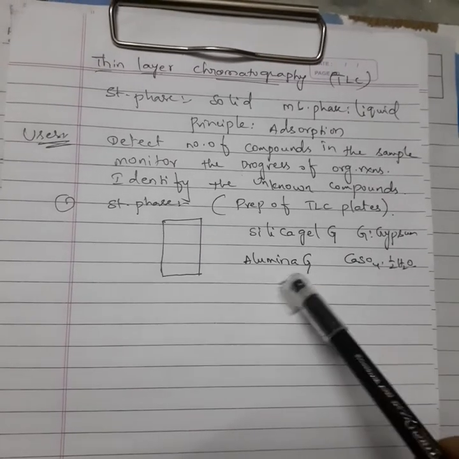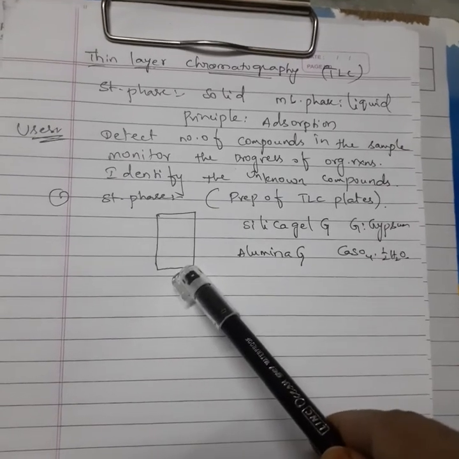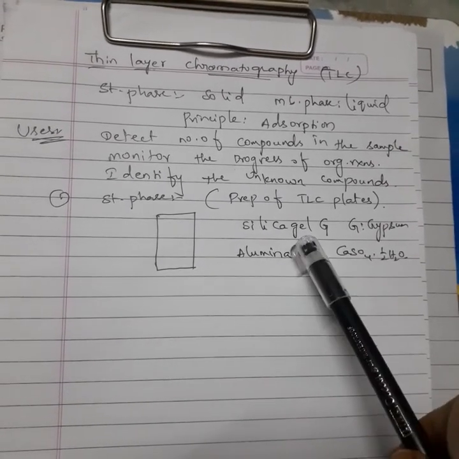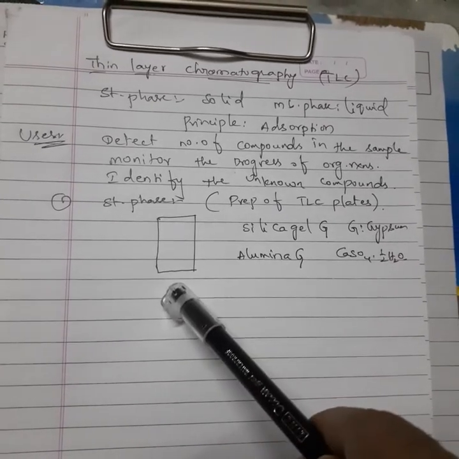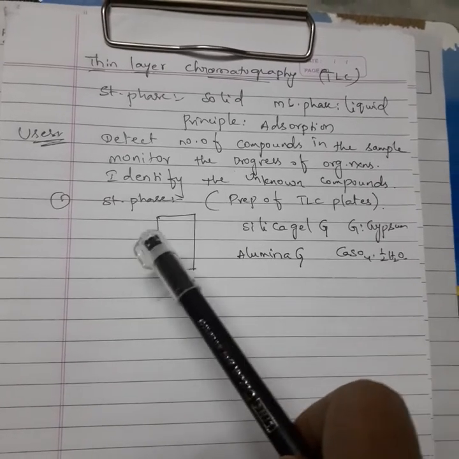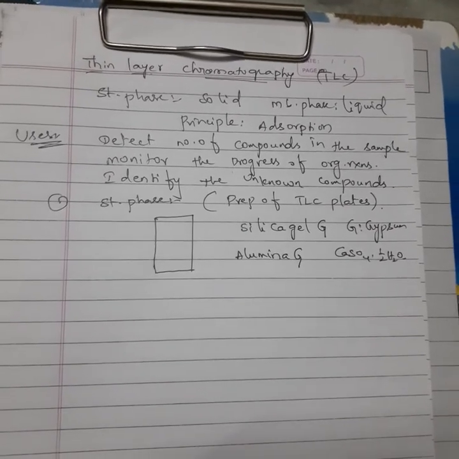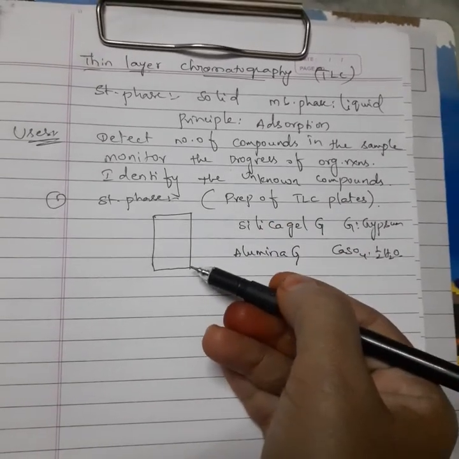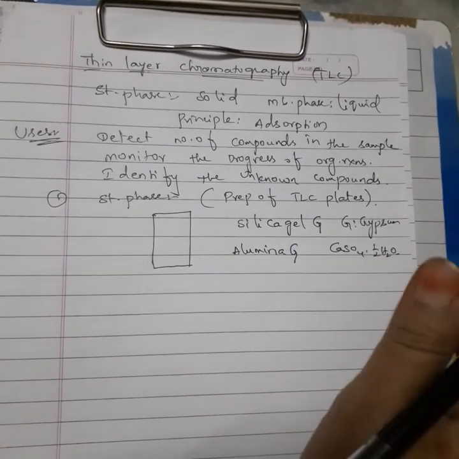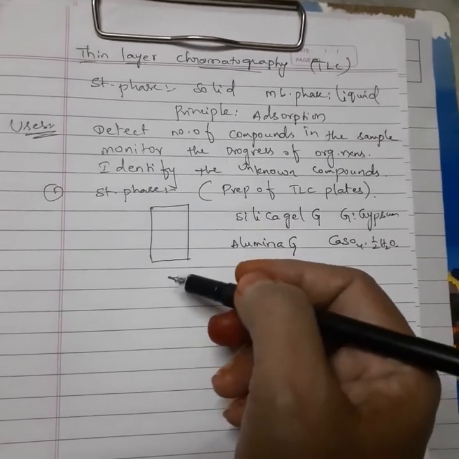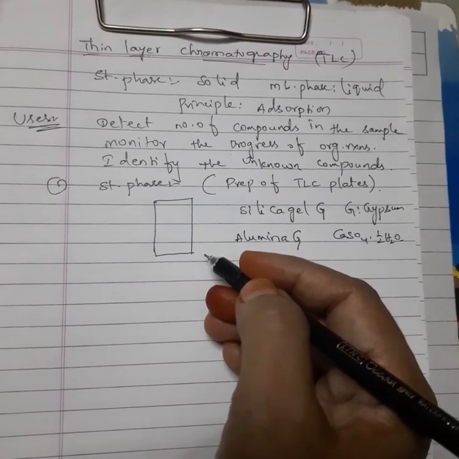So we prepare this silica gel G, and you need to pour it on the slide so that there are no lumps. The liquid should be poured on the slide evenly, with no uneven gaps and no lumps. We need to pour the silica gel G evenly onto this slide. After that, keep it aside for some time so that the plate dries. So this is the preparation of the stationary phase in TLC.